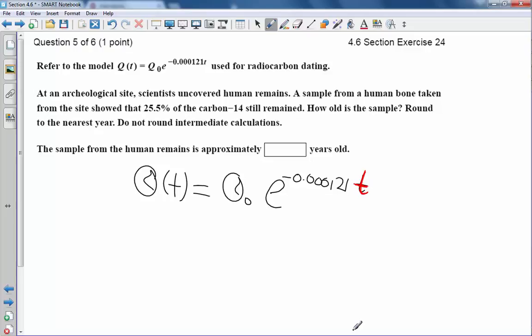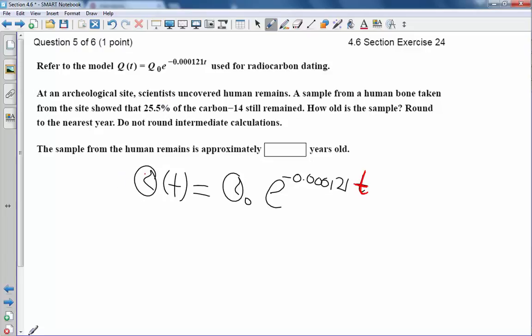Alright? That means you need to know everything else as a number, or somehow you need to cancel and get rid of them in the equation. Do I know Q0 in the statement? I don't. They didn't tell me initially what this starting amount of carbon is supposed to be in the bone. Do I know the current value? Somehow, a little, partially. They don't say 25 pounds or grams or whatever the measure. They said 25.5% of original remains. So how can I use this fact?